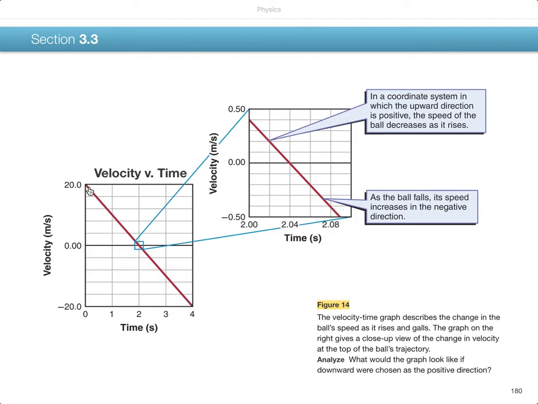Notice the slope never changed. The acceleration is the slope of this line. The acceleration is coming from the planet Earth, and the slope of this line is a constant negative 9.8. It's negative 9.8 on the way up, negative 9.8 on the way down. The Earth doesn't know anything about the ball. It's always the same acceleration.